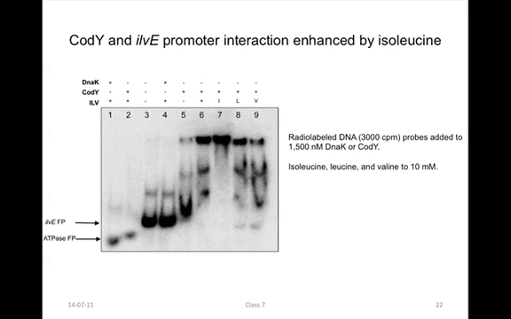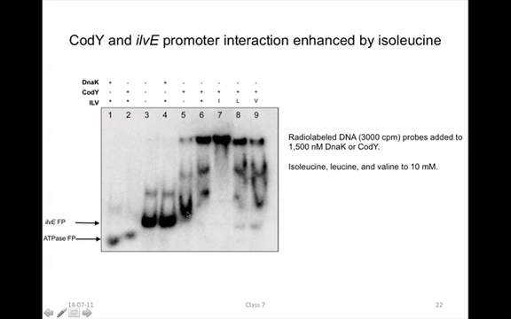Okay. Next, here's the ATPase. Here's the protein, CodY, and branched amino acids, but no ILVE promoter. And then once you add the ILVE promoter with no other ingredients, you get no complex being formed. But if you add DnaK and ILVE being the branched amino acids, there's still no complex being formed. But there's no CodY there.